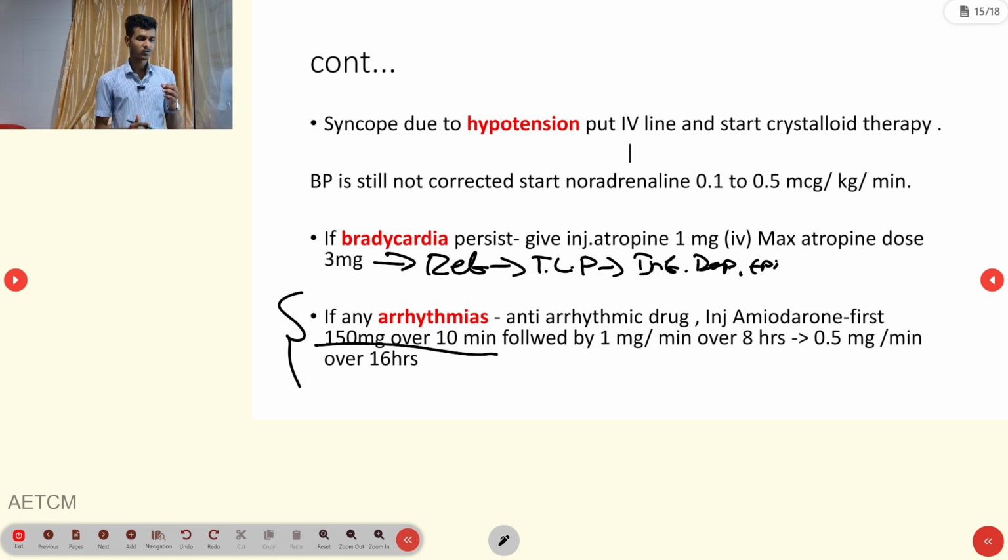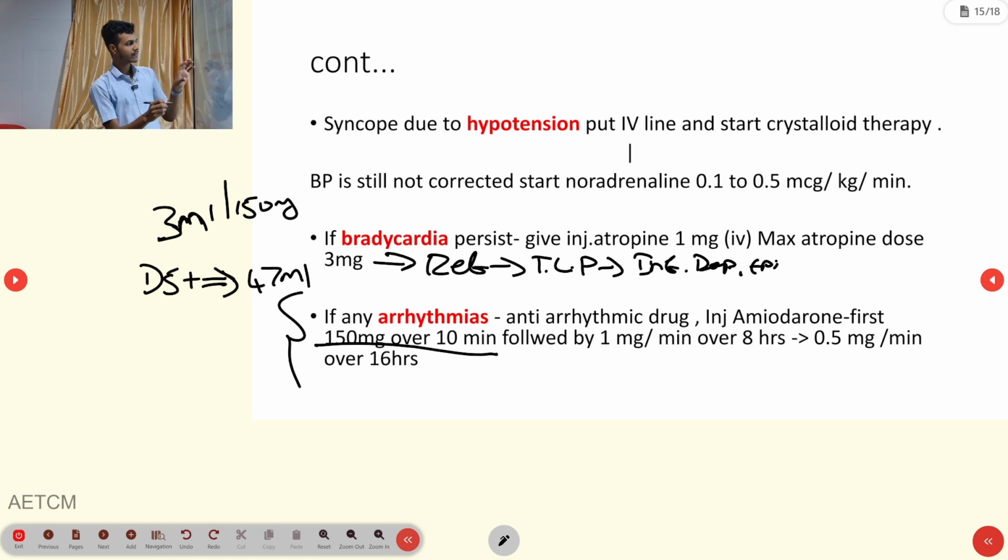So how do we dilute? Usually amiodarone comes in a 3 ml ampule, and each ml contains 50 mg, so the total 3 ml contains 150 mg. We dilute in D5, dextrose 5%. Take 47 ml of D5 and add the 3 ml of amiodarone, so it totals 50 ml. This 50 ml you can administer over the 10 minutes.